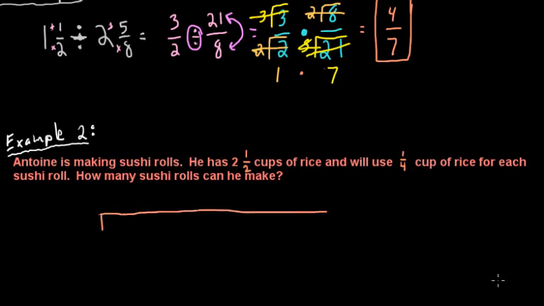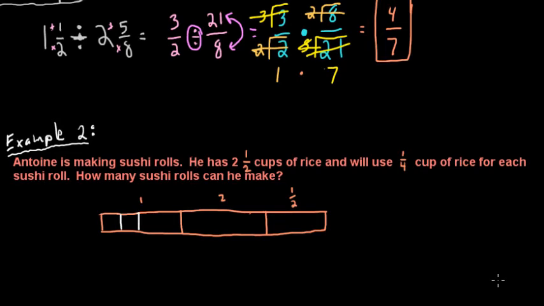Alright, so I'm going to start by making a model. This original bar here represents 2 1/2 cups of rice. So I'm going to divide it into 2 1/2. So there's 1, there's 2, and there's our half. How many 1/4 cups of rice can I get out of 2 1/2 cups?